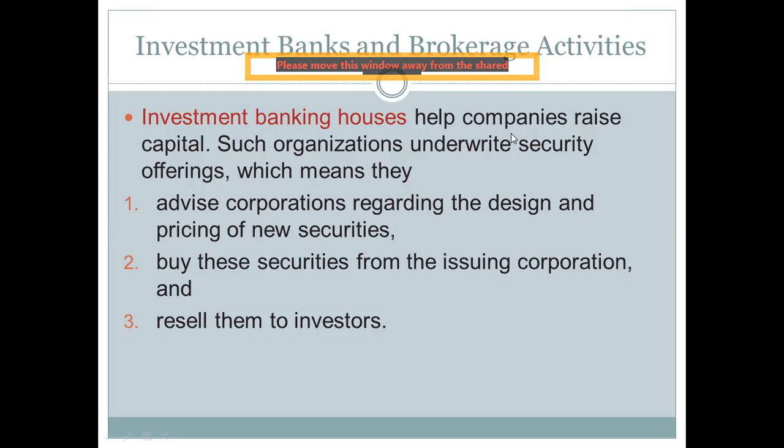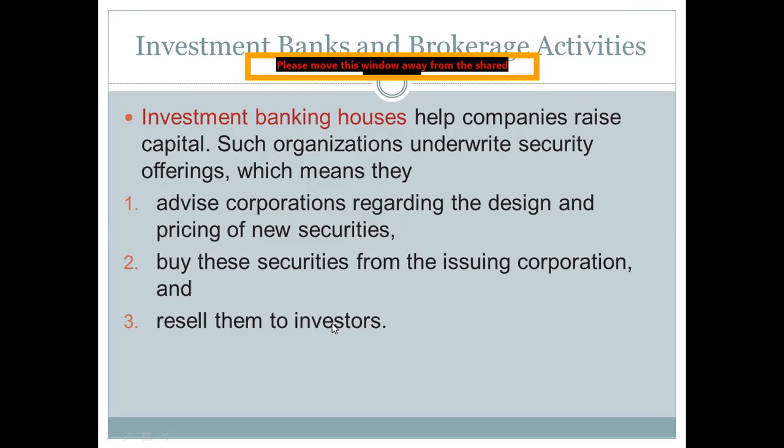So investment banking houses now also buy these securities from the issuing corporation and resell them to investors. An example of an investment banking house would be Barita Investments, if you know about that one. All right. So investment banking houses help companies raise capital.